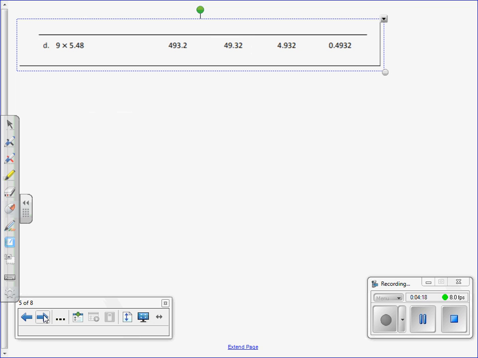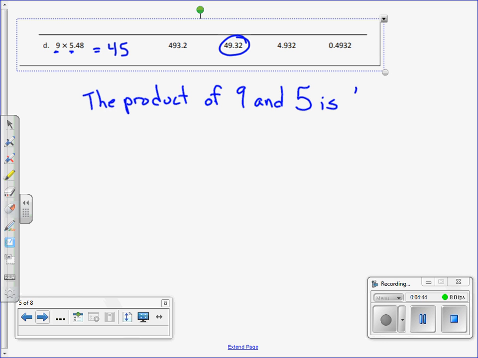Letter D. Same thing, guys. 9 and a 5. That's going to give me 45 and then a little bit more. Out of those choices, 45 and a little bit more, we've got 49. So we can say the product of 9 and 5 is 45, and we need a little more.